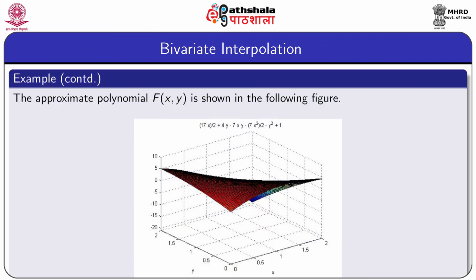And diagrammatically, the polynomial capital F of xy is shown in this slide. So, this is a surface, obviously a surface in 3 dimensions, and this is nothing but the interpolated bivariate polynomial obtained from the data presented in the previous slide.